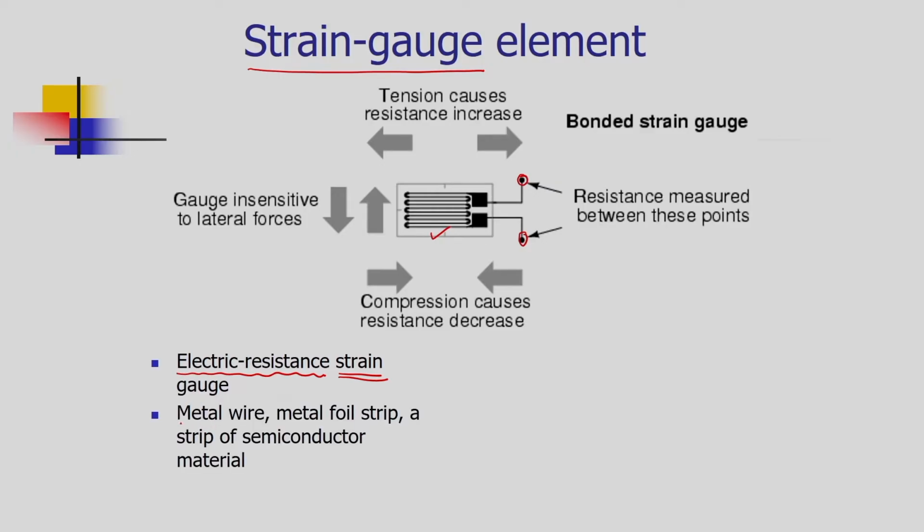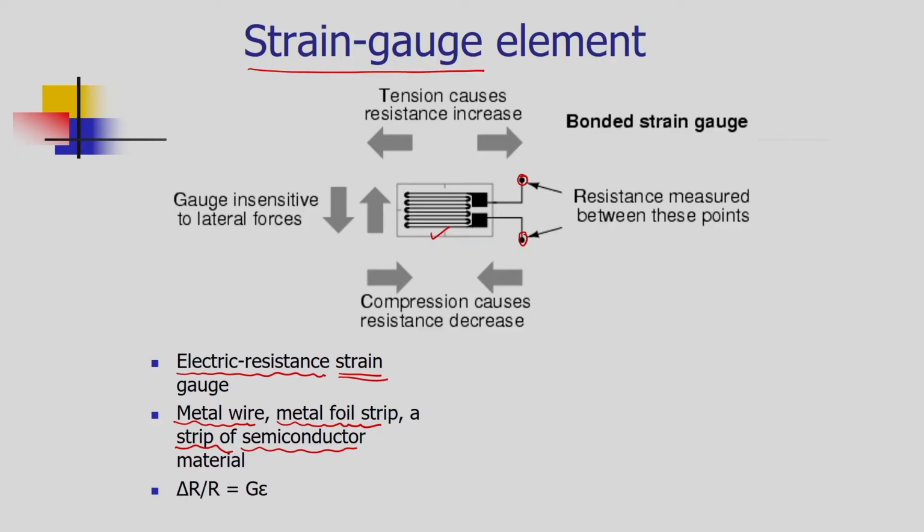Strain gauge sensors are available either in metal wire form or metal foil strip form. The strain gauges are also made up of semiconductor material. So, the advantage of semiconductor material is that it has high gauge factor. We will see the meaning of the gauge factor.